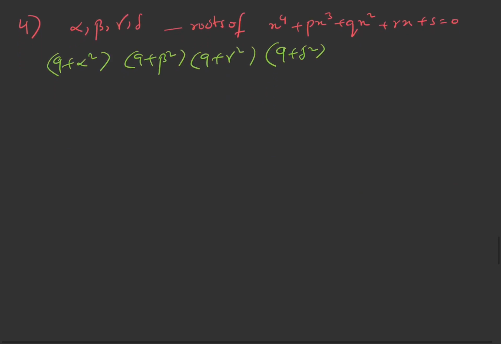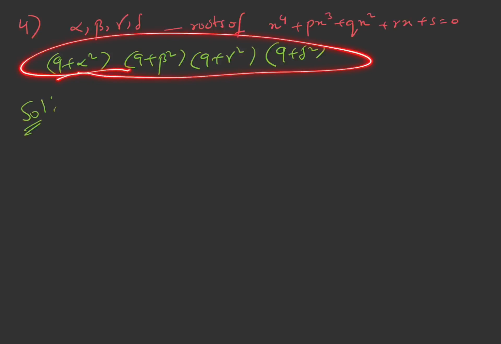So let us move to the next question. So here you have a 4th degree equation, right, whose roots alpha, beta, gamma, delta are given to you, and you want to find this value in terms of p, q, r and s.